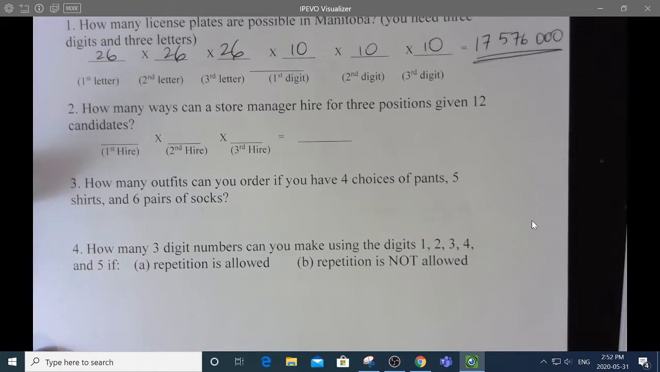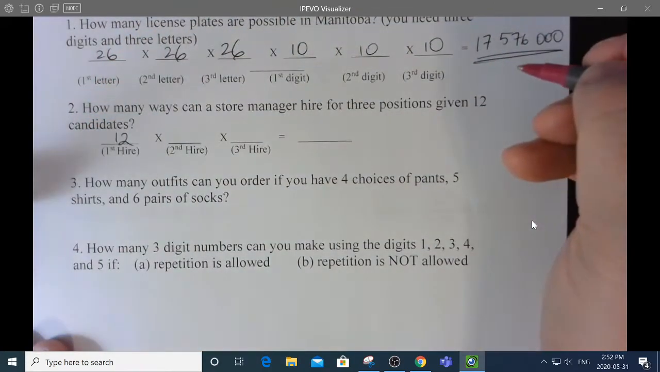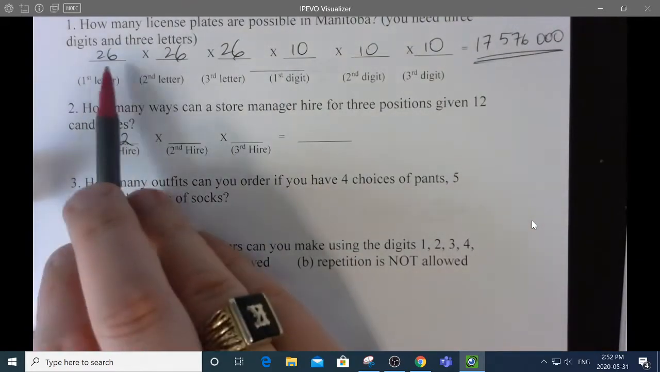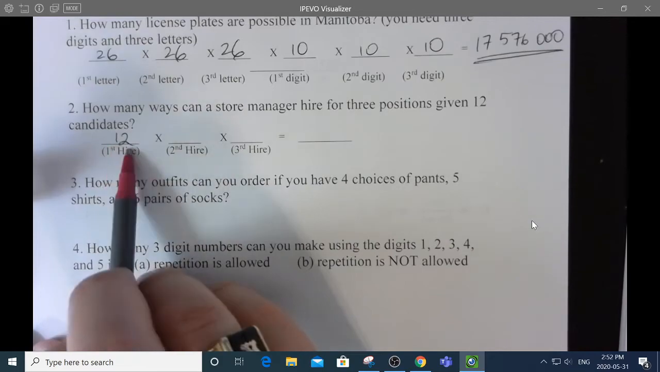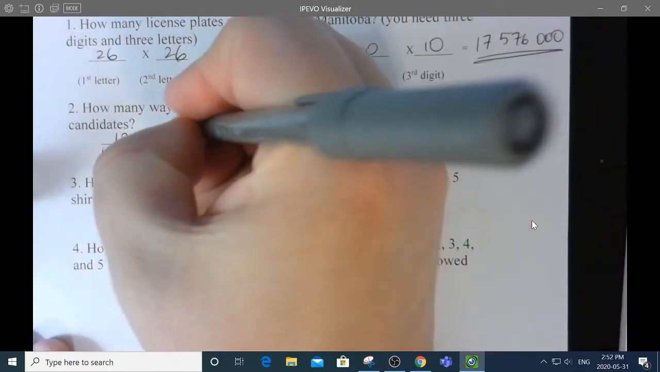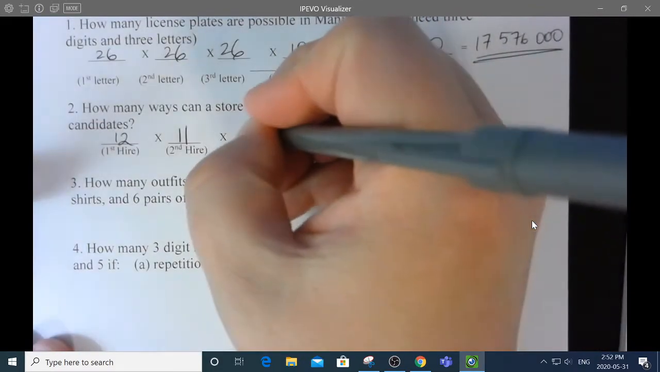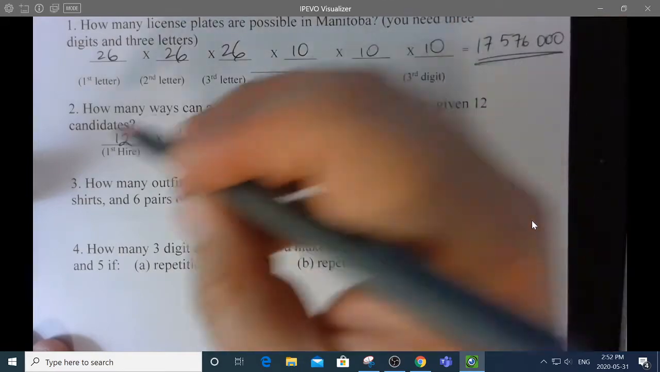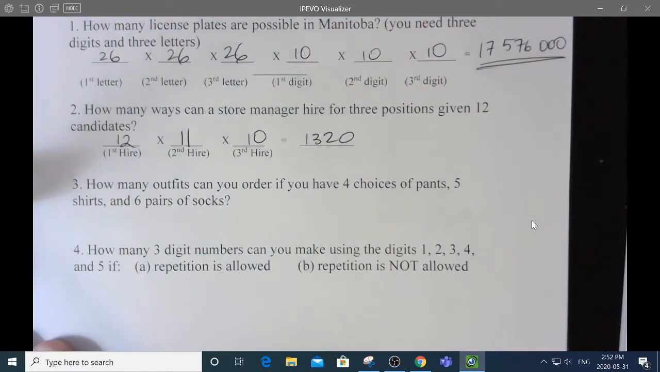So there's 12 people and he needs to hire 3 of them. So there is 12 people that could get the job. Now here's what's different about this one than the last one. The first person he hires, there's 12 of them, but now he's hired one of them. He can't hire them again for another job. So now there's only 11 people to choose from for the second job, right? And then there's only 10 people to choose from for the third job. 11 times 12 is 132, so it's 132 with a 0 on it.